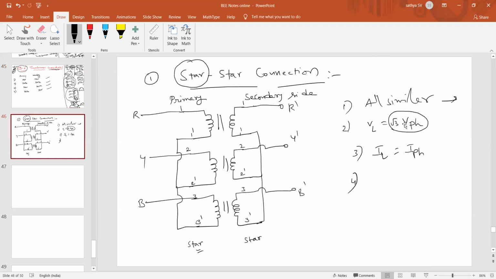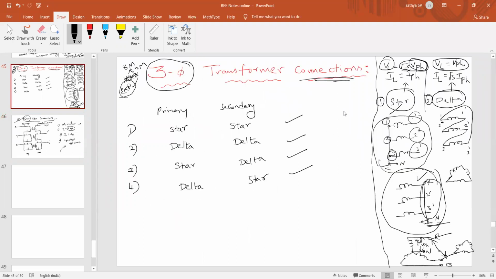So shall I take this as used for voltage increment, or for high voltage applications? Where do we require this star star connection? In high voltage applications. Understand? And what about current? Check the current relations. See, in star star, check the current relations.